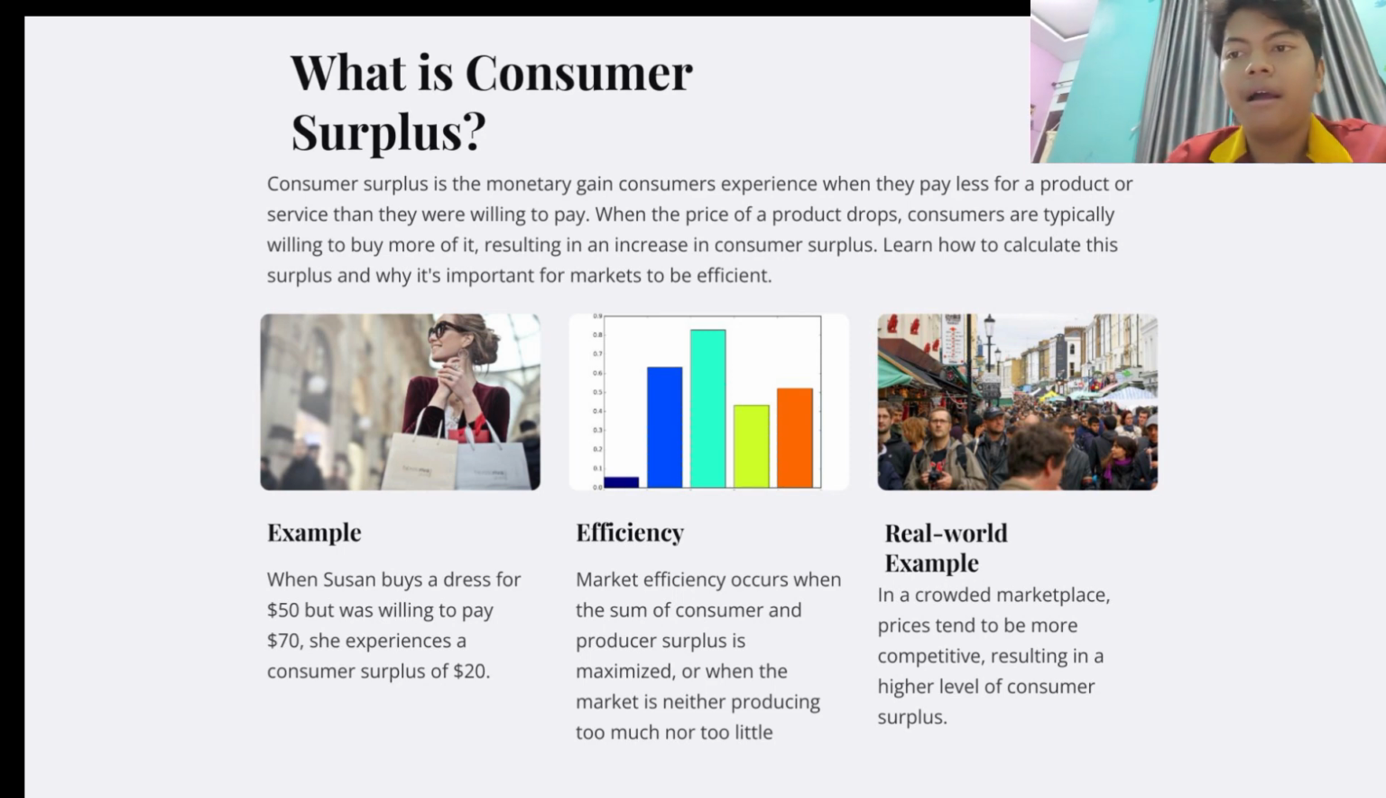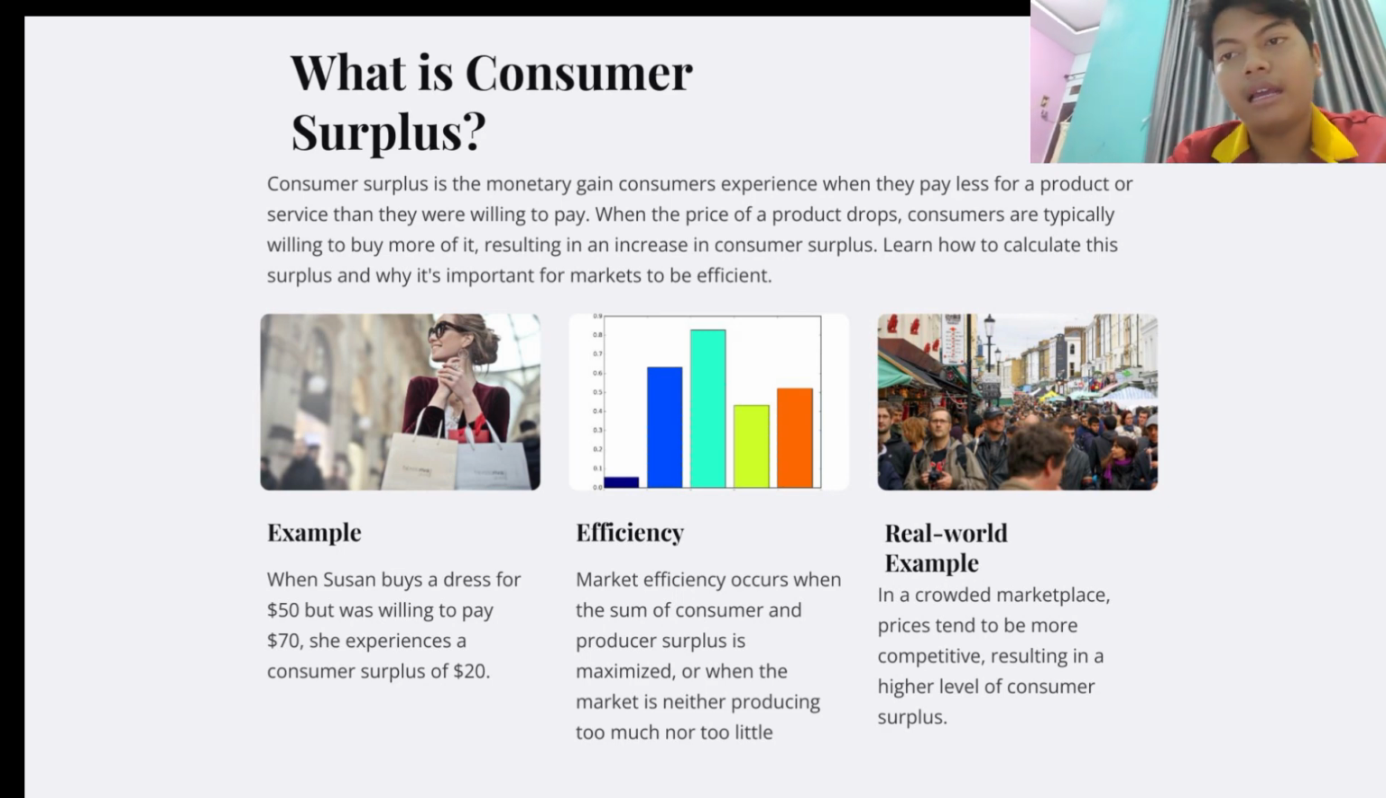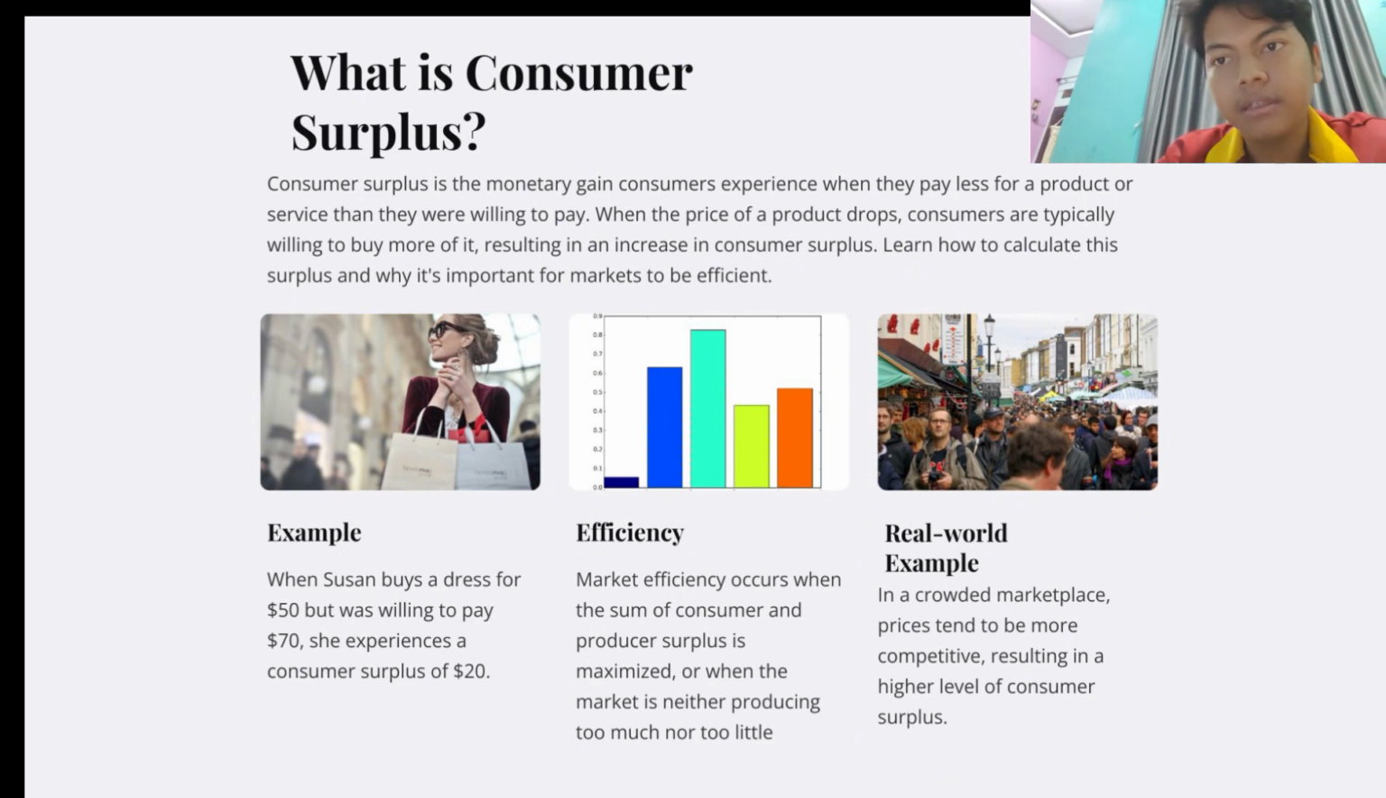Efficiency. Market efficiency occurs when the sum of consumer and producer surplus is maximized, when the market is neither producing too much nor too little. Real world example: in a crowded marketplace, prices tend to be more competitive, resulting in a higher level of consumer surplus.